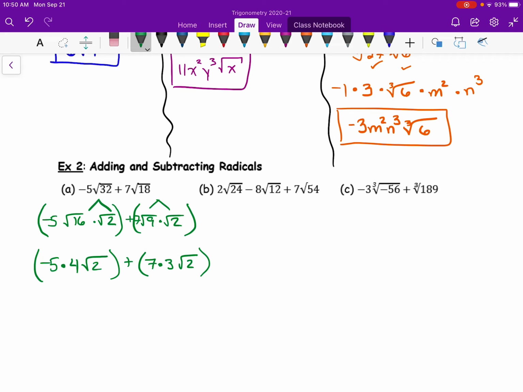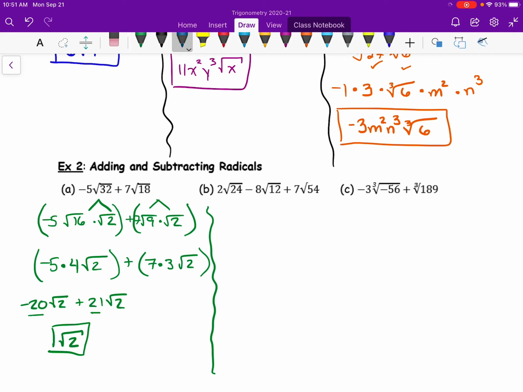I'm going to drop the parentheses after this step. I'm going to get negative 5 times 4, which is negative 20, square root of 2, plus 21 square roots of 2. So now they're common radicals, so we just add the numbers in front. So negative 20 plus 21 gives me 1 square root of 2. And that's added that one. So moving along.